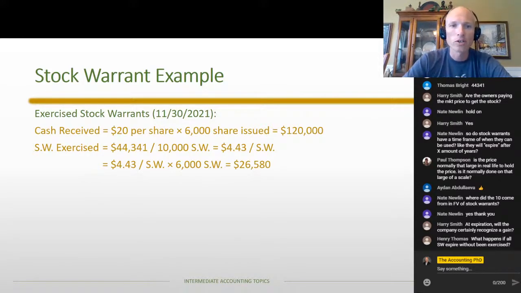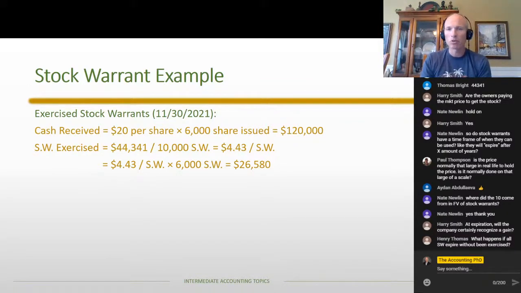So the $4.43 per stock warrant, we multiply it by the 6,000 stock warrants that are exercised, which means we're going to change that account. We're going to decrease that account. We're going to debit that account $26,580. Again, we're reducing the paid-in capital stock warrant account because they're turning them in.